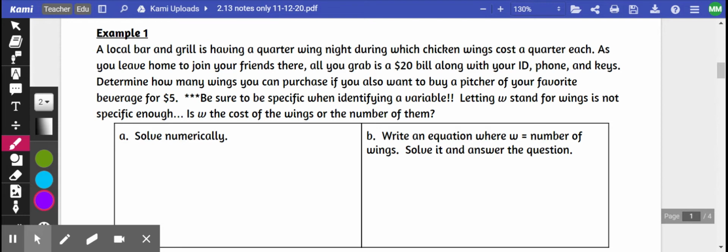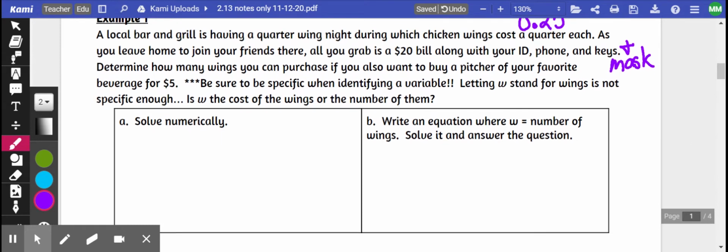A local bar and grill is having a quarter wing night during which chicken wings cost a quarter each. So if they cost a quarter each, we would think of that as 0.25. As you leave home to join your friends there, all you grab is a $20 bill along with your ID, phone, and keys, and also your mask. Yep, I know. Determine how many wings you can purchase if you also want to buy a pitcher of your favorite beverage, and we are speaking non-alcoholic.